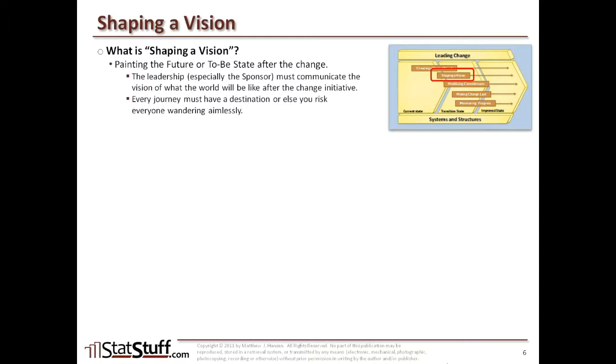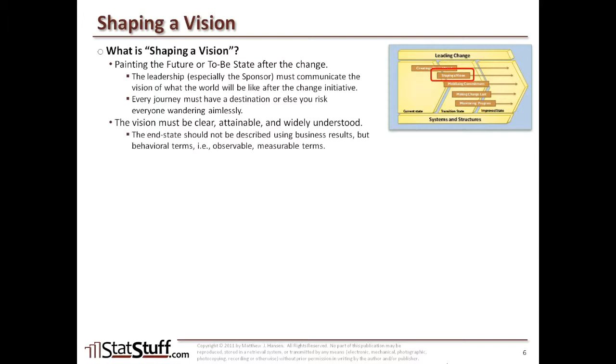Every journey must have a destination, or else you could be risking that everyone's going to be wandering aimlessly. So the vision that's painted must be clear, attainable, and widely understood. That end state that's described should not be described using business results, but should include behavioral terms, like observable or measurable terms.